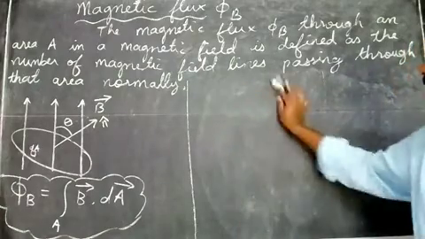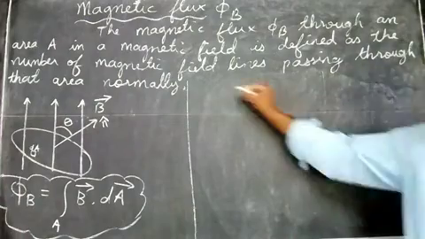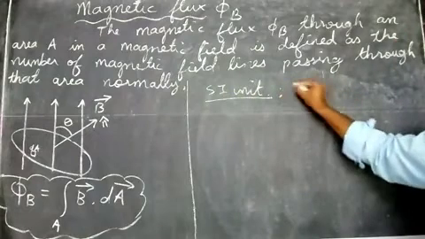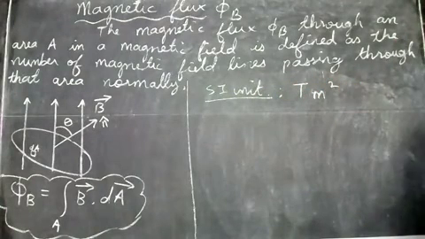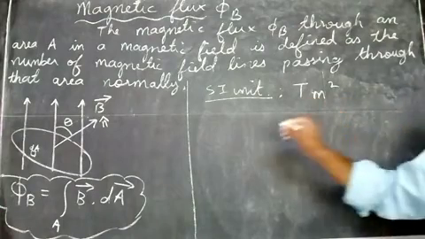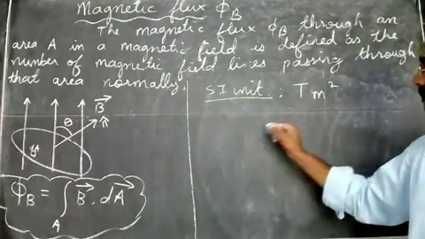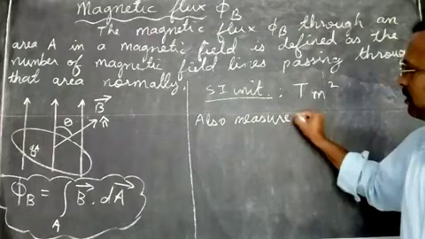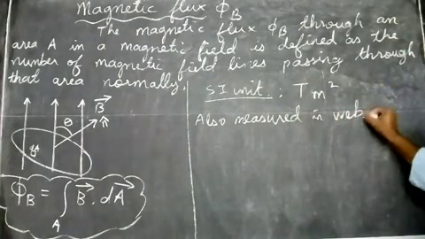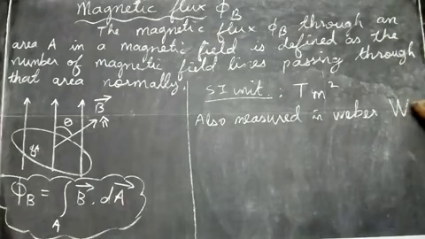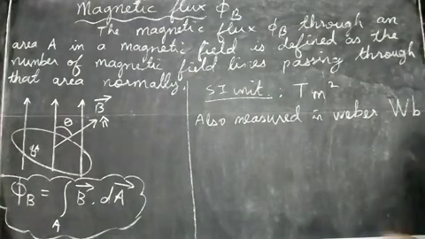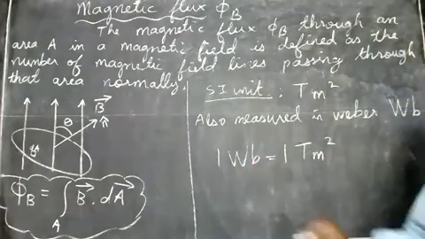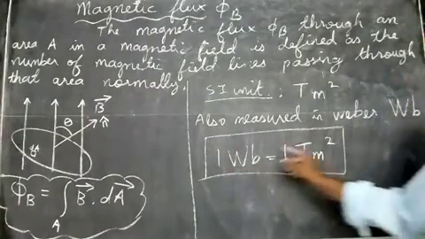Now we'll see the SI units. What is the SI unit of magnetic flux? The SI unit is Tesla meter square. Sometimes we also measure it in another unit called Weber. The symbol for that is capital W and small b. 1 Weber is equal to 1 Tesla meter square. This you must note.